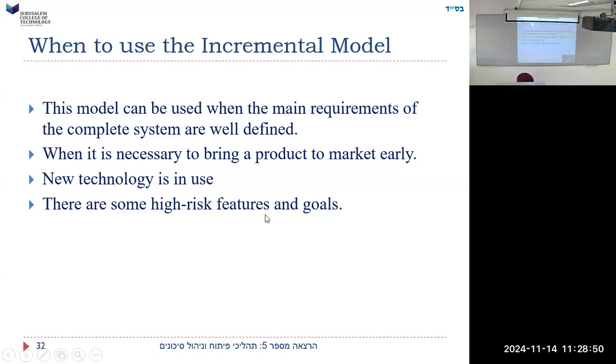There are some high risk features and goals. In other words, there are some things that are more risky than others, so we'll put those to the end. Get the basic parts done. So if we know we have some very risky things, we'll say, okay, as the procrastinator says, why do today what you can put off till tomorrow? Do it later. It's high risk. Don't start with the riskiest thing.